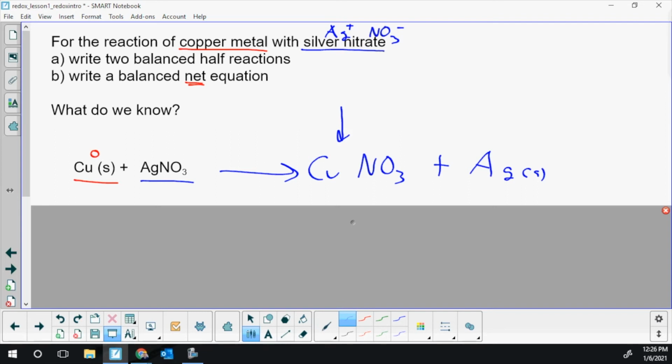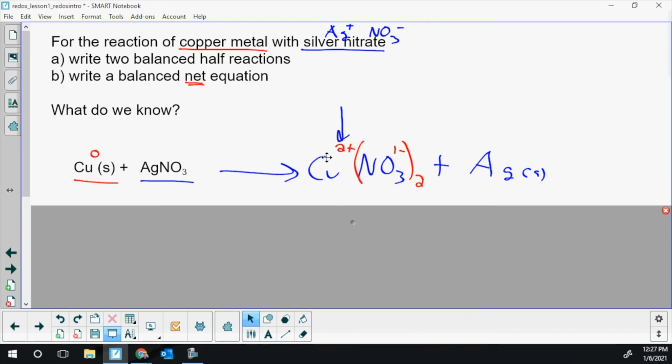So this is where I need to go to my data table right inside the first cover and look up what is the most common charge for copper. Hopefully somebody has their data booklet. What is the most common charge for copper? And it is +2. It is 2 types, but the +2 is written first. So this is +2 copper. This is 1 minus nitrate, so to make this balance, I need 2 of those. So now I've got the products out.